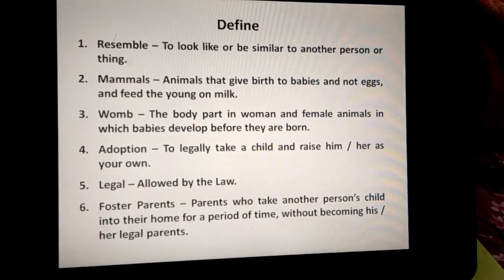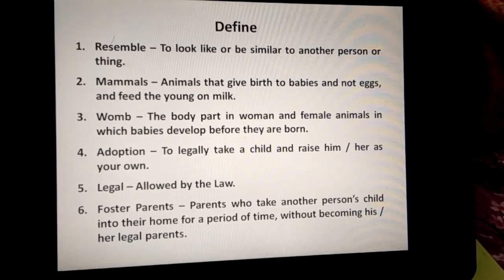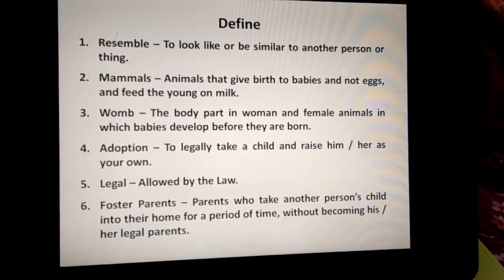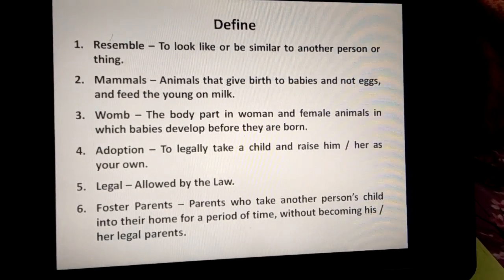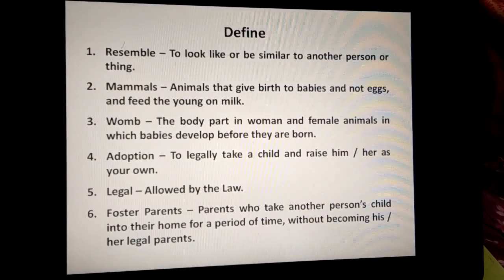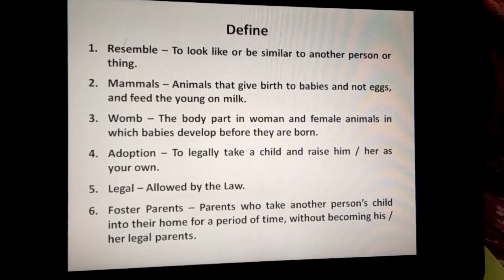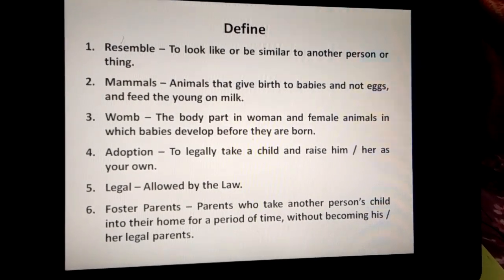Legal, allowed by law. Foster parents, parents who take another person's child into their home for a period of time without becoming his or her legal parents.